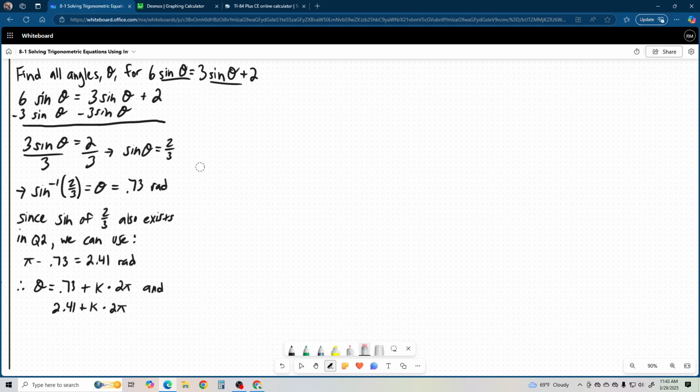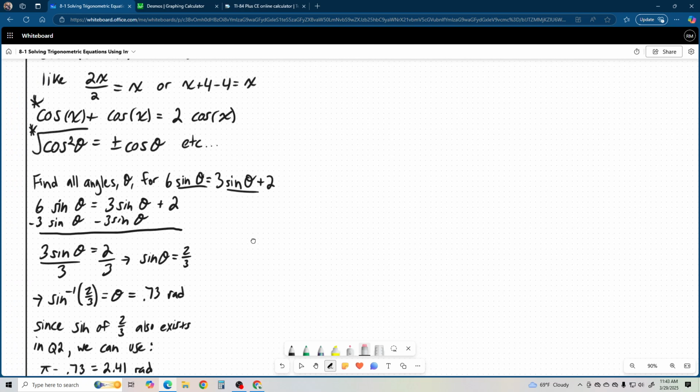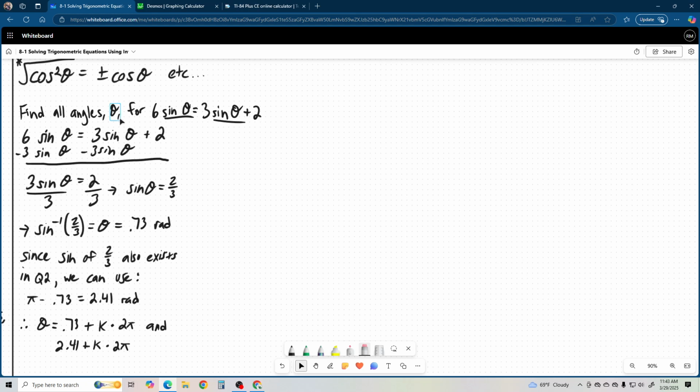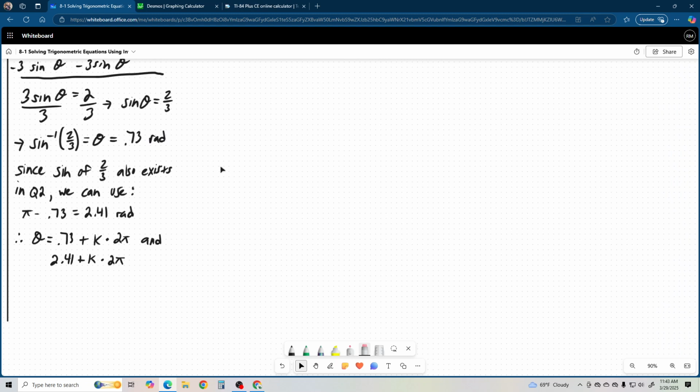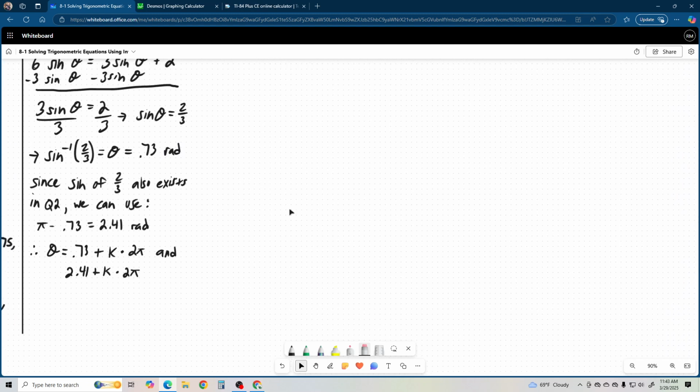We know this, right? Now the question is, for what angles is this true, right? So in other words, we have 0.73 radians, but we also have to think about what sine of 2/3 is, right? Okay. So let's think about these numbers real quick, because this is a little bit counterintuitive because we haven't really done this so far.